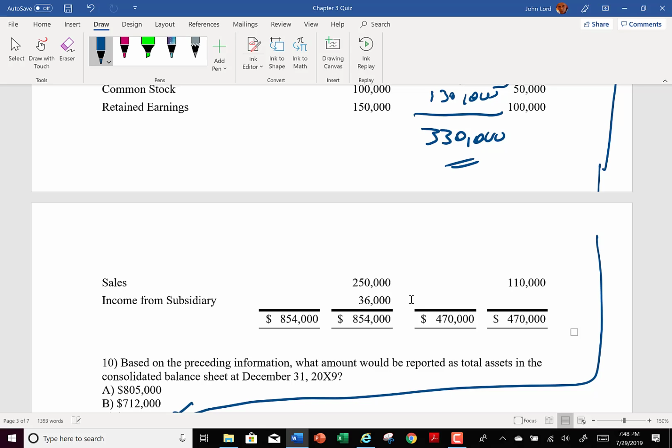Okay, good. Now, should I include the investment income? Investment from subsidiary? Should I pick up the investment from subsidiary? Okay. Keep focus on what I'm looking for here. I'm looking for the parent's ending retained earnings, right? Isn't that what I'm looking for?